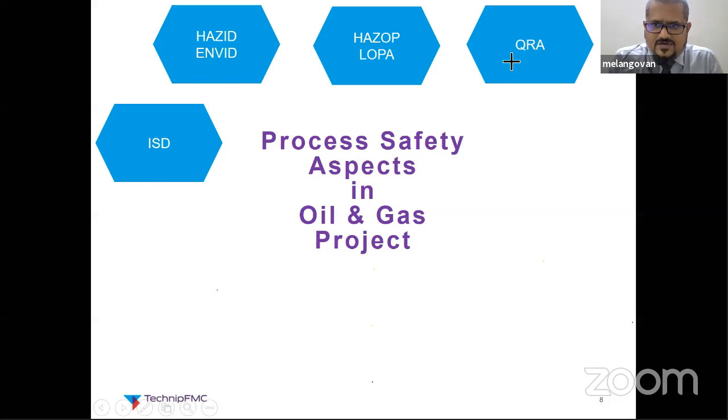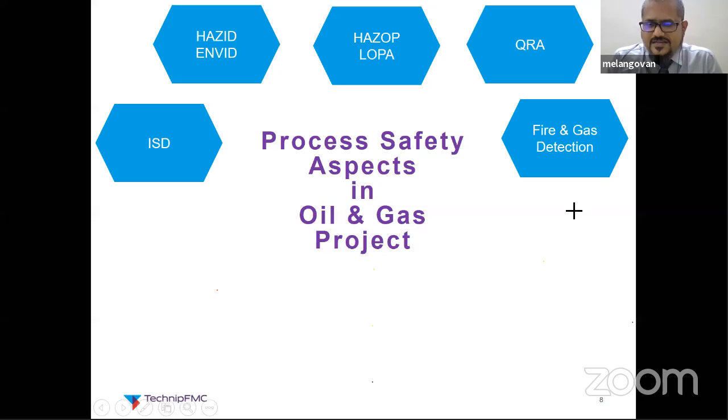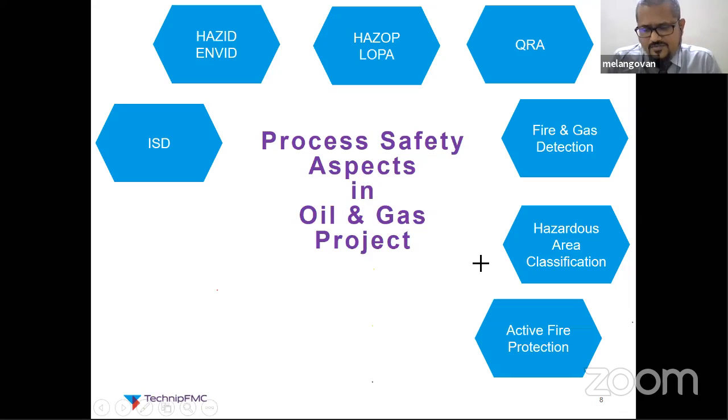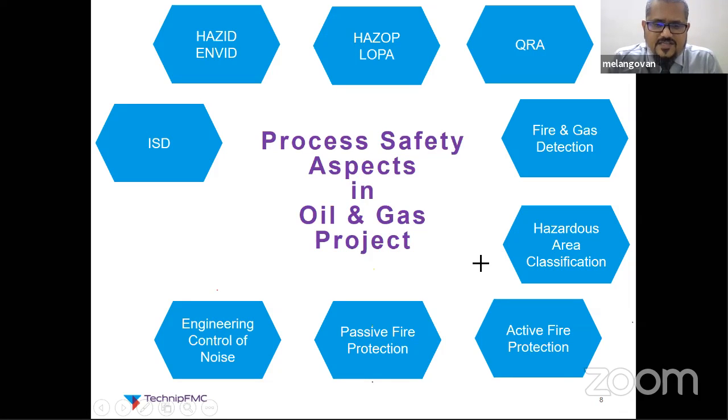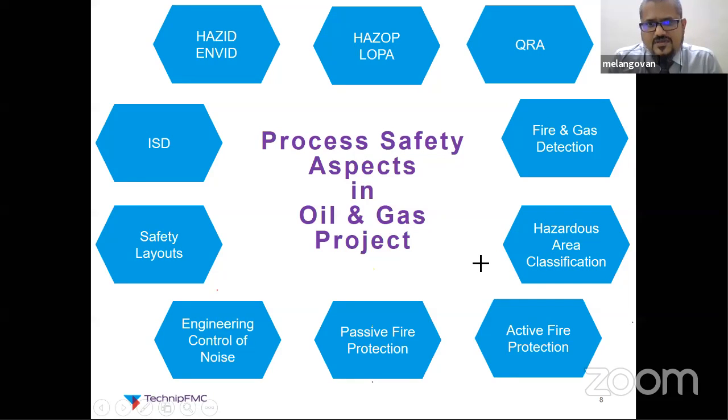These four things are typical review procedures. What I'm saying is, with the review procedures, we are assessing how safe the plant we are designing is. Apart from these review procedures, we have fire and gas detection, which is an added protection layer. We are going to discuss these things, and the hazardous area classification, active fire protection, passive fire protection, engineering control of noise, safety layers. This will give the overview of all the safety concepts applied in oil and gas projects. We are going to discuss all these key elements in the subsequent slides. As I told earlier, we are going to discuss these key elements with the help of a hypothetical project.